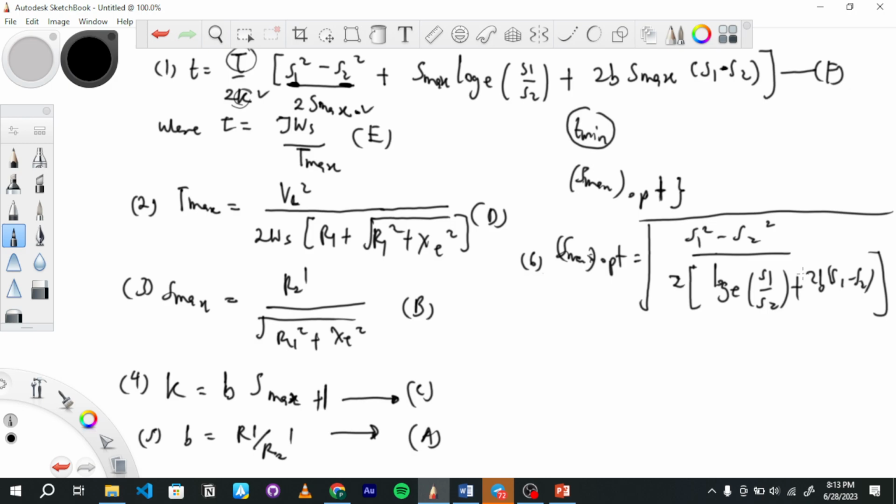Now, one thing you must note is that if they told you to neglect the stator resistance, that's R1, it means that B becomes zero. When B becomes zero, this component goes away, and this component goes away too. This goes to zero, this goes to zero, because B goes to zero. I've seen a question where we're asked to neglect the stator resistance, meaning that B becomes zero. And it means anywhere there's a B in the formula, it goes to zero.